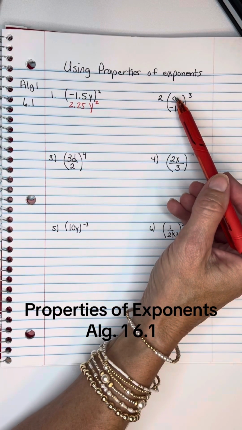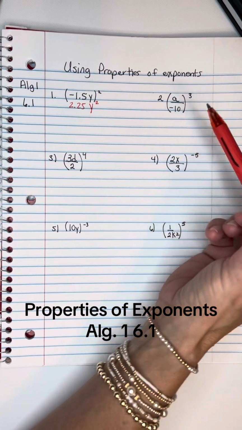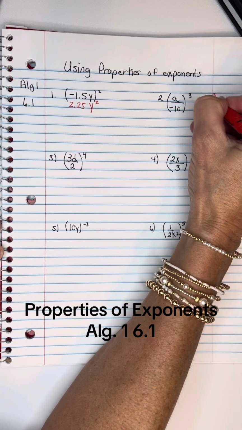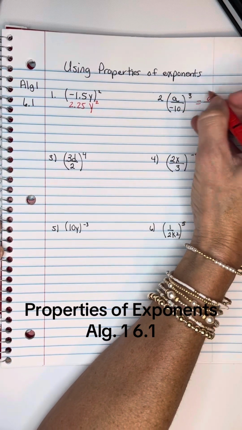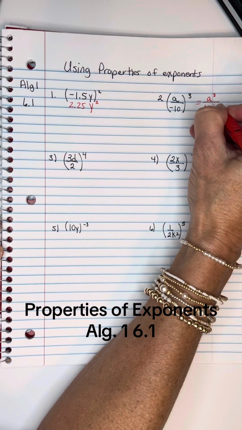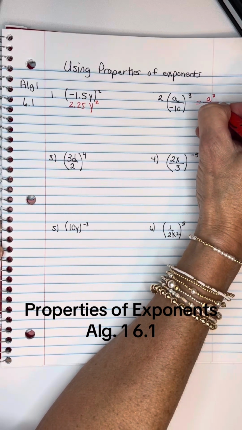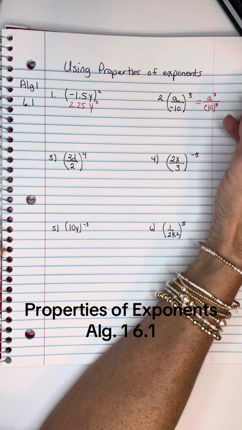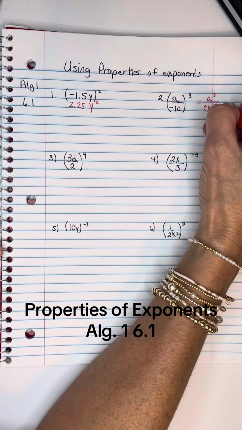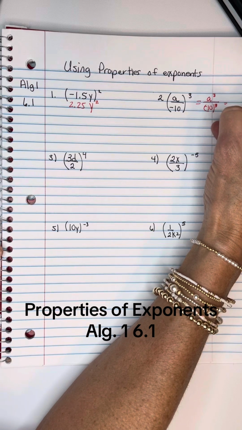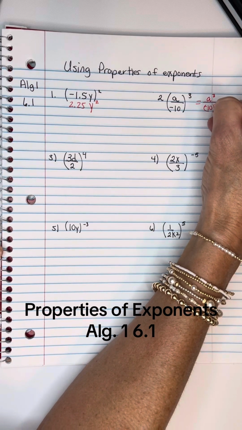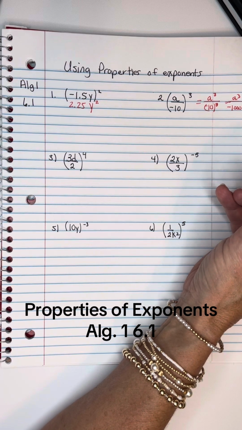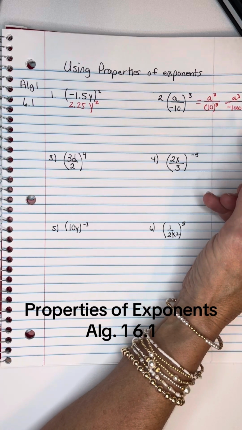Now this 3 is affecting the a, the numerator, and the denominator. So a raised to the third power, a cubed, and then on the bottom, negative 10 cubed. Well, negative 10 cubed means that I have 10 times 10 times 10, and it's a negative 10 times a negative 10 times a negative 10, which is a negative 1,000. So a cubed will be over negative 1,000. And you can put the negative out in the front and the middle.